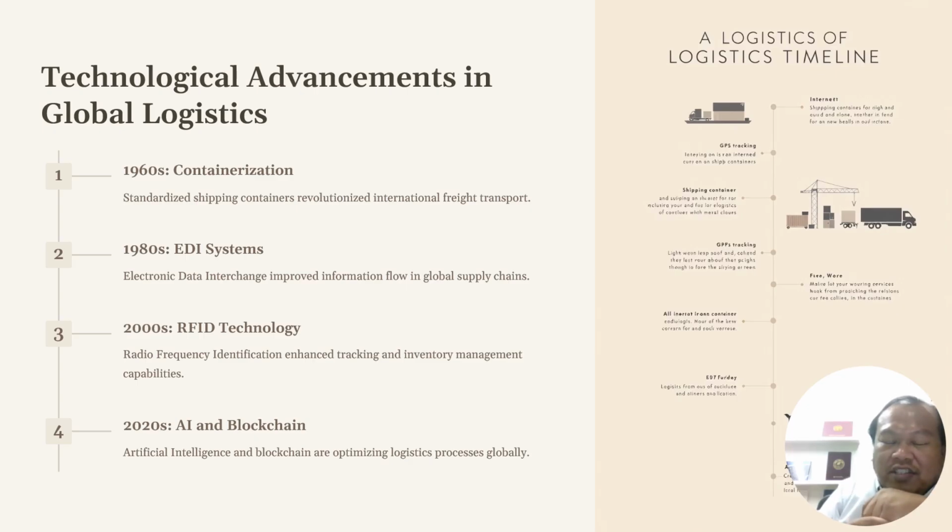And then the electronic data interchange systems, the EDI systems. These improve the information flow in the global supply chain. Then most recently, we have the RFID technology, which is known as radio frequency identification. This enhanced the tracking and inventory management capabilities.